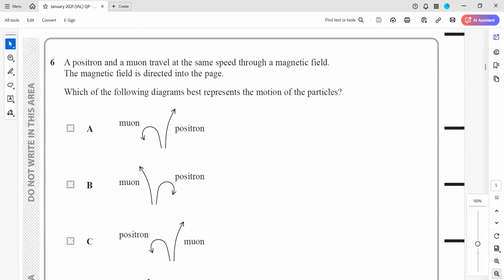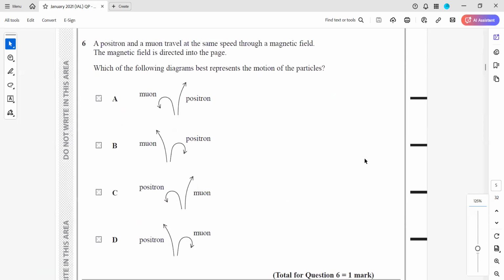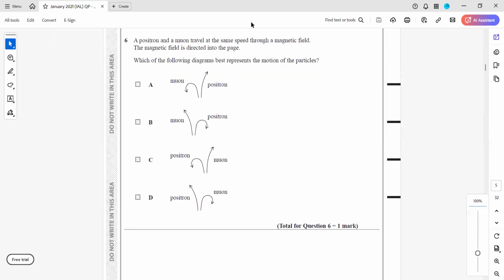A positron and a muon travel at the same speed through a magnetic field. The positron is a positive particle and the magnetic field is into the page. My index finger should point into the page. My second finger represents the direction of the positron's velocity, and I will use the left hand rule. Where my thumb is pointing, the thumb is pointing left, so the positron should move toward the left-hand side.